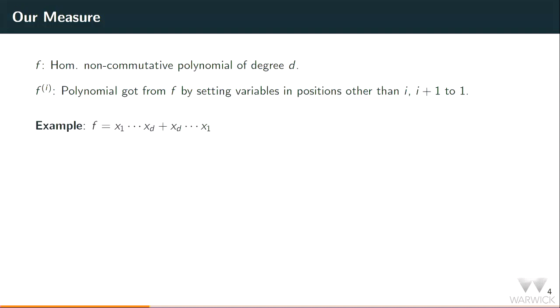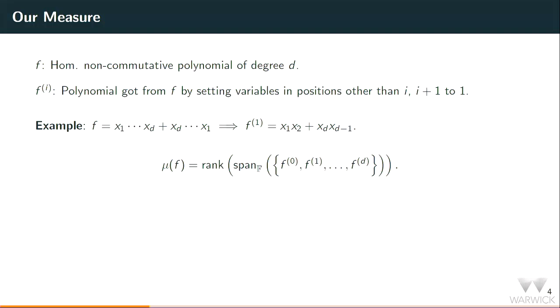So for example, if f was x1 through xd plus xd through x1, then f_1 is x1, x2 coming from the first monomial, because you will have x1 and x2 in the first two positions, plus xd and x(d-1), because the first two positions are d and d minus 1. So it's not like we are setting variables to something, we look at positions and set things. Okay, and now that we've defined f_i, the measure for a polynomial is going to be: you look at the span of all these f_i's and look at the dimension of the space spanned by it. That's the measure.